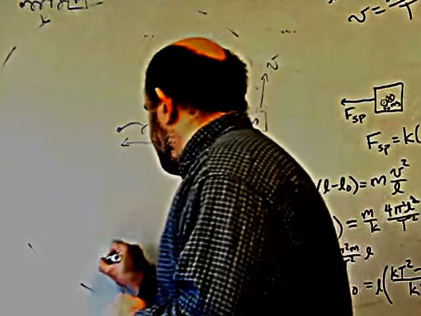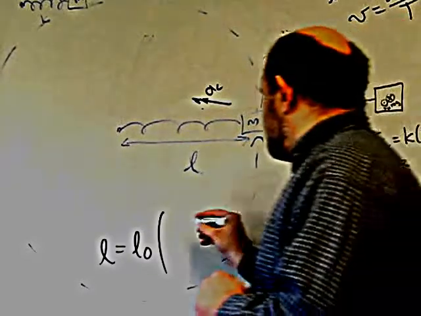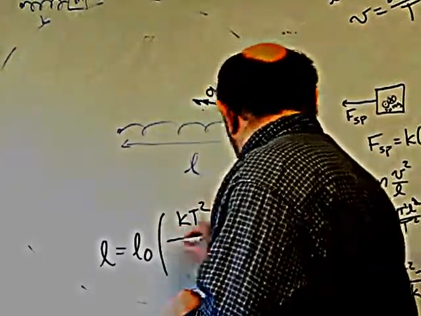And so now I can solve for L, and I'm going to finish it up over here. L is just equal to L naught. So I have to divide both sides by this, which is the same as multiplying both sides by the inverse of that. K T squared divided by K T squared minus 4 pi squared M.